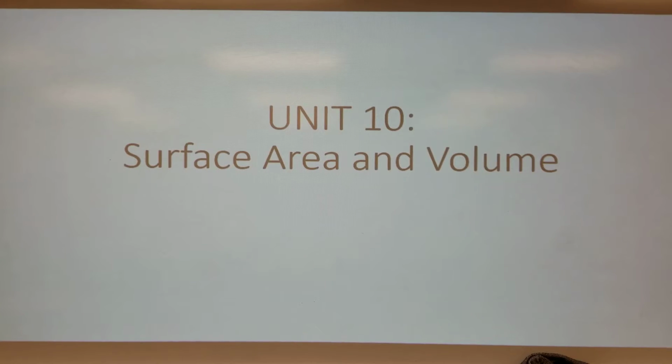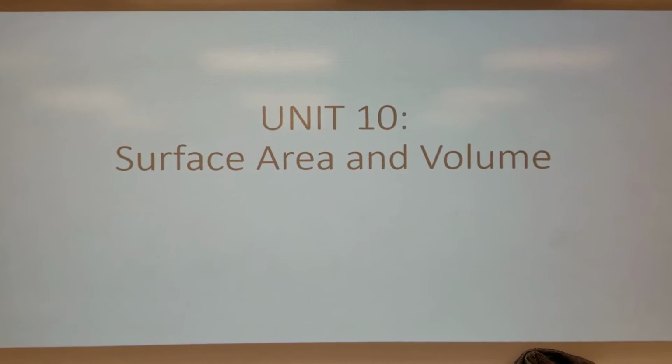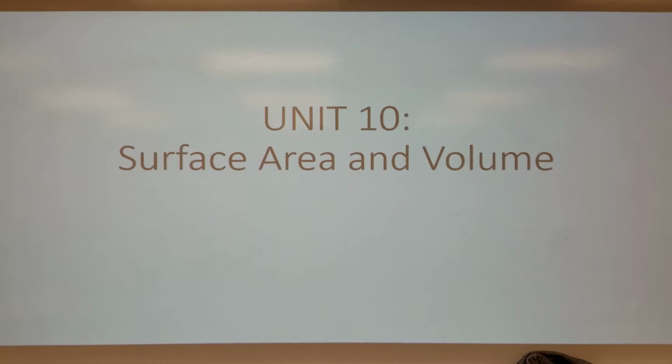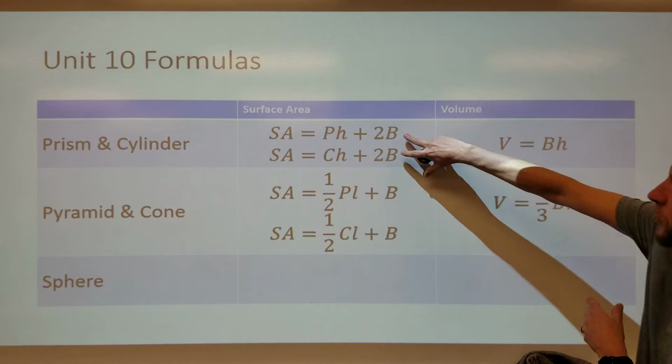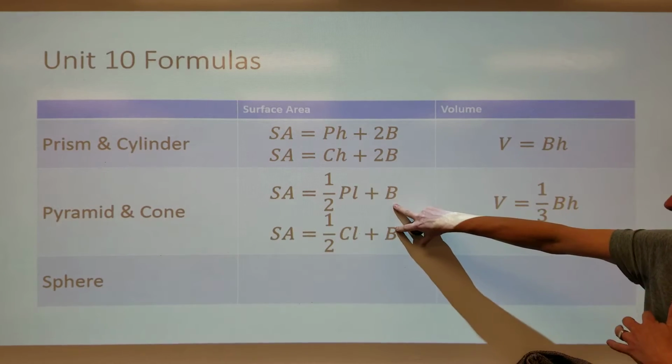For our final lesson dealing with surface area and volume, we're going to focus on the surface area and the volumes for spheres. And we have already developed an understanding of these four formulas. I say four even though there's six listed there because these two formulas are essentially the same and these two formulas are essentially the same.